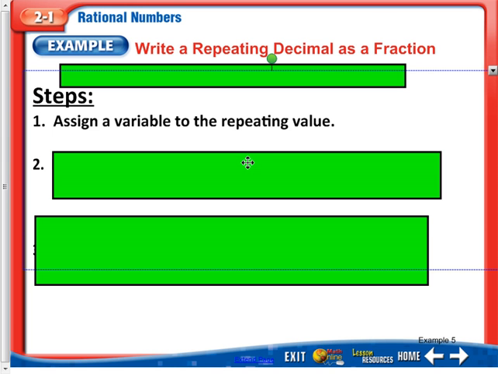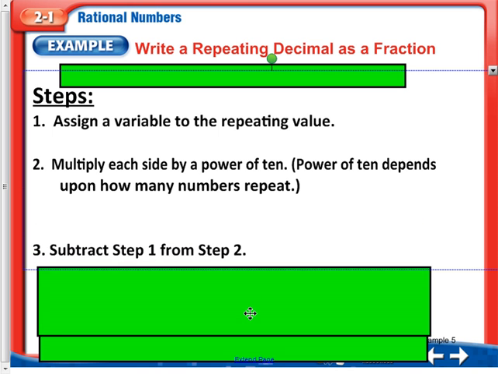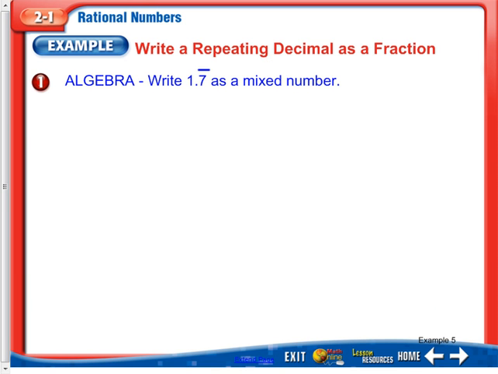All right, the second step we need to do is multiply each side by a power of 10. The power of 10 depends upon how many numbers repeat. So if one number repeats, you can multiply by 10. If two numbers repeat, multiply by 100. If three numbers repeat, you multiply by 1,000. Okay, so that kind of gives you that idea. And then your final step is subtract step 1 from step 2. So you'll have step 2, and then you subtract step 1 from it. Okay, so let's take a look at an example here.